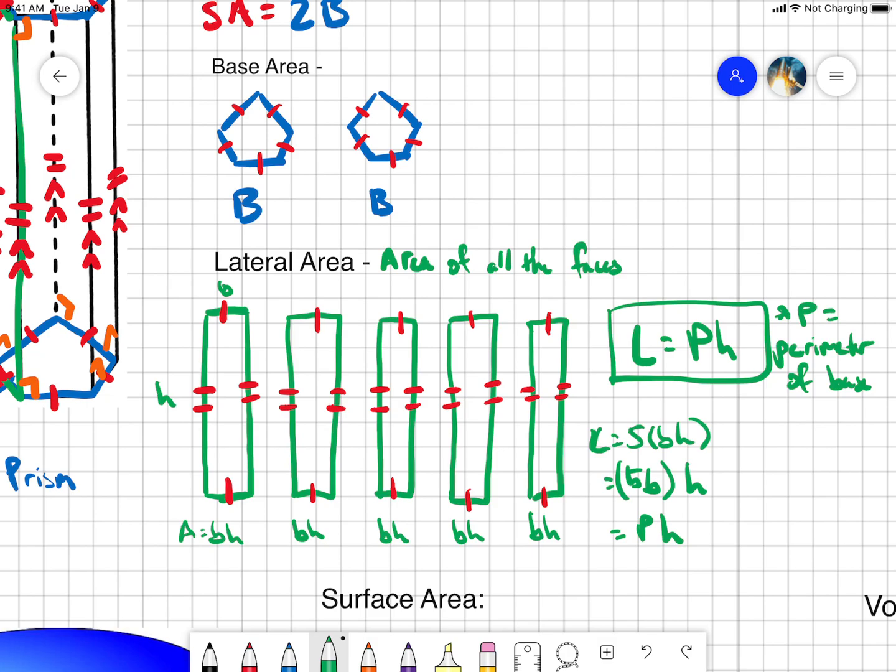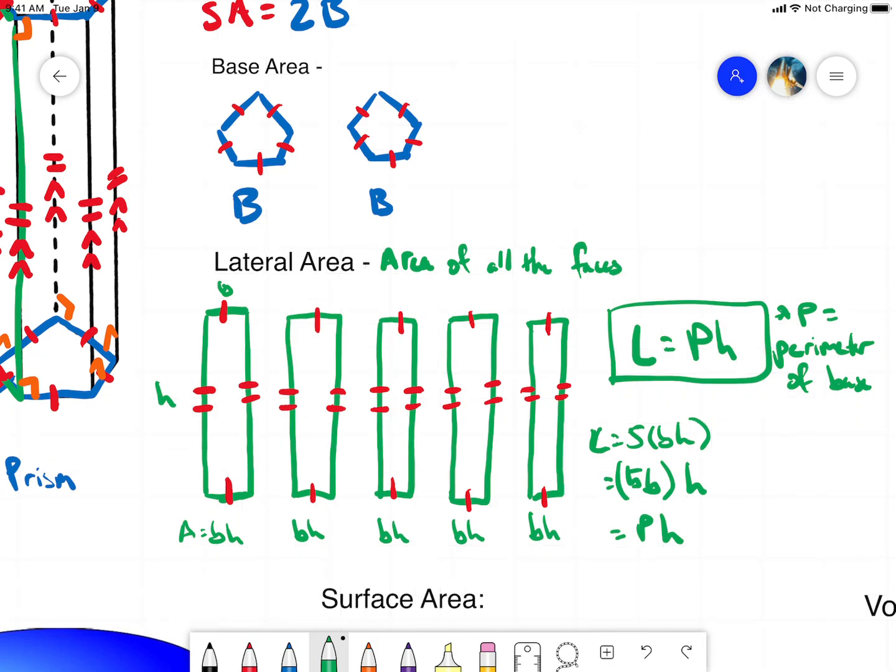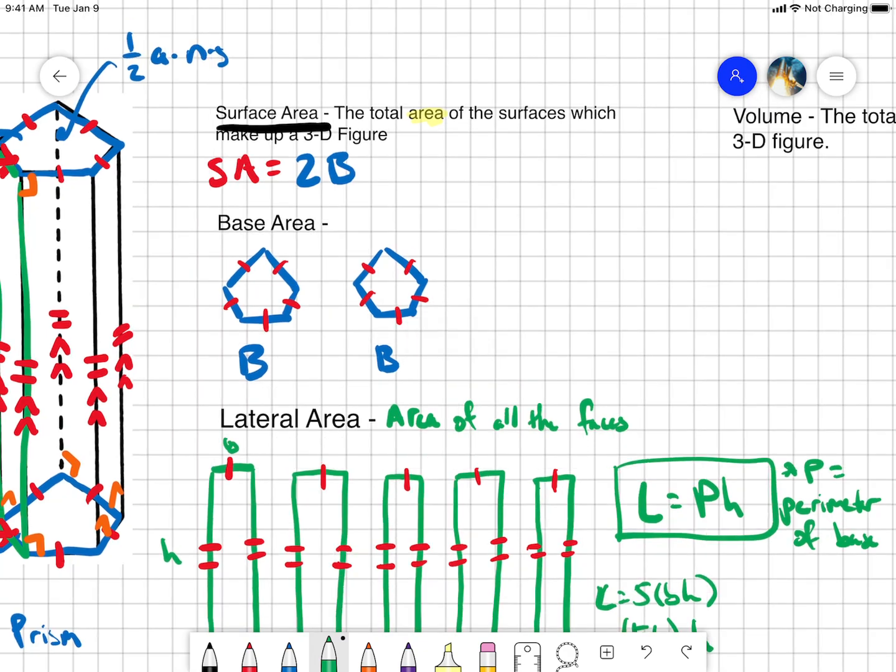The perimeter of the base is going to depend on what the actual base is. So if we're just thinking generic here, the way that we calculate surface area is double the bases, because I know guaranteed, no matter how many sides it has, there's going to be exactly 2, and then add in whatever my lateral area is.